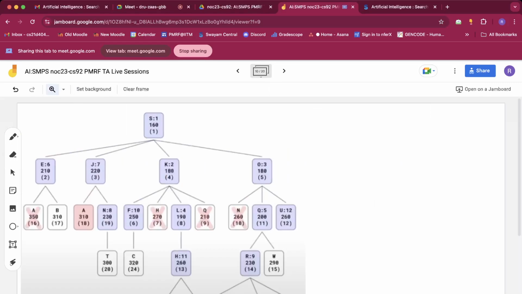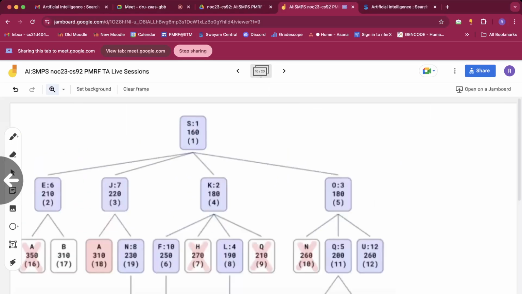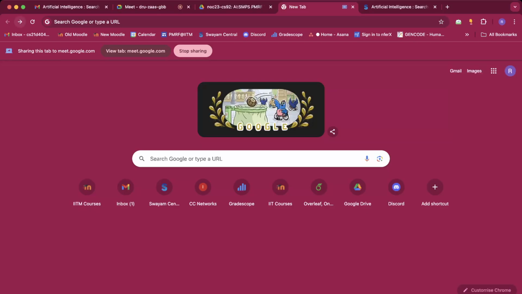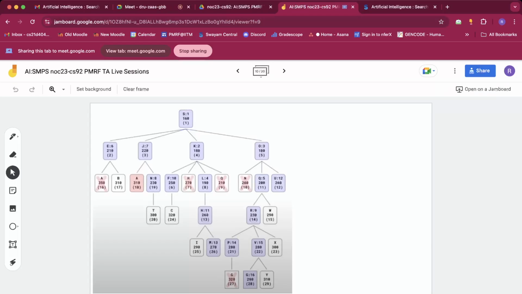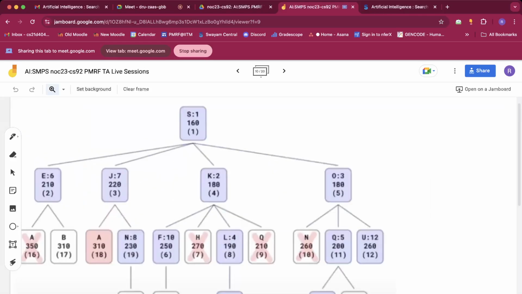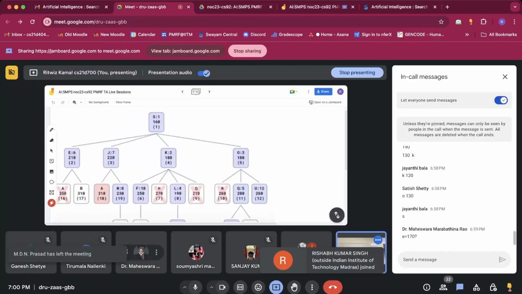So this is what your search tree would look like, at least the first stage of the search tree. Look at only till this line. I hope it's clear until this point. If there are any doubts, please let me know before we proceed with the rest of the method.